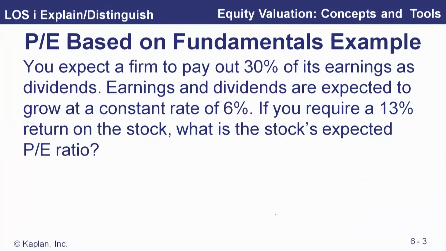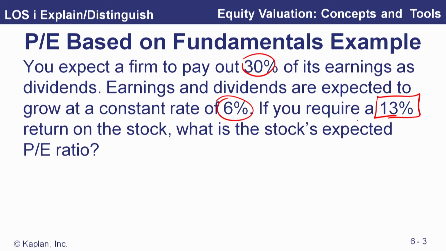So let's do a numerical example here. We expect a firm to pay out 30% of its earnings as dividends. Earnings and dividends are expected to grow at a constant rate of 6%. You require a 13% return on equity, return on the common stock. What is the stock's expected PE ratio?